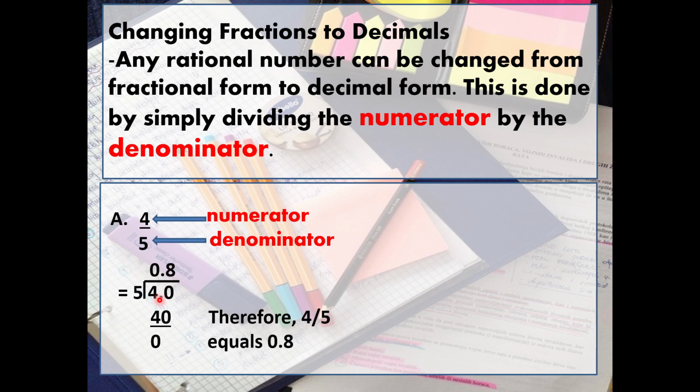Okay? So magiging 40. So mas mataas na ngayon ang ating dividend dito sa divisor. So 40 divided by 5, ang sagot ay 8. Then 8 times 5 is 40. And then we are going to subtract 40 minus 40 equals 0. So we therefore conclude that 4/5 is equal to 0.8. Okay? So magbigay pa tayo ng isa pang example.